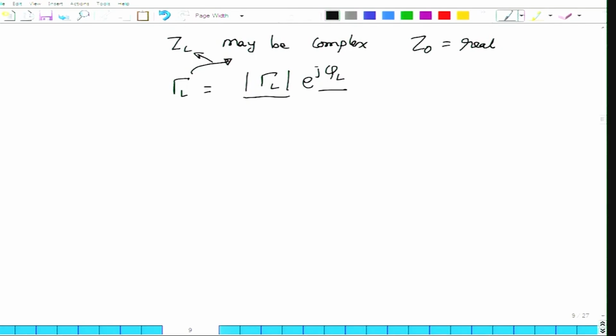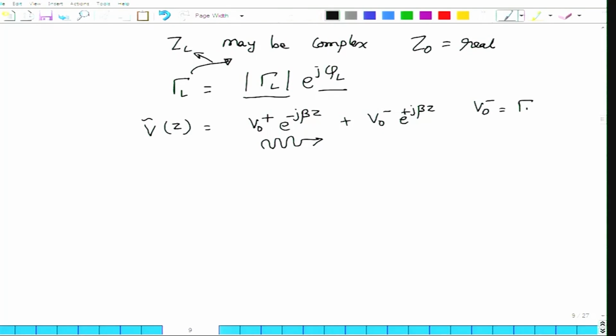Now, once I know that this is the load reflection coefficient, I can write down my total V of z as V0 plus e power minus j beta z, which is really the wave propagating along the plus z direction, plus V0 minus e power plus j beta z. But V0 minus can be written as gamma L into V0 plus, correct, because the ratio of reflected to incident is the reflection coefficient, and this wave is propagating along the minus z direction.